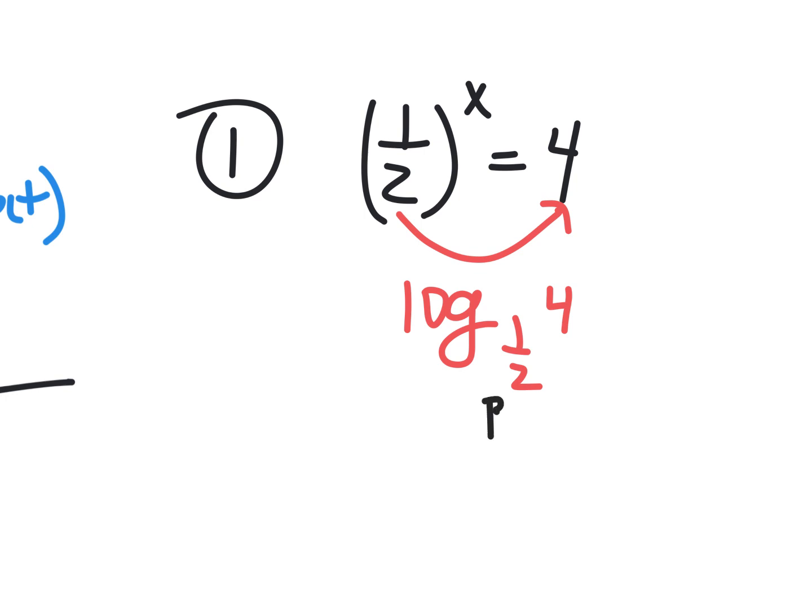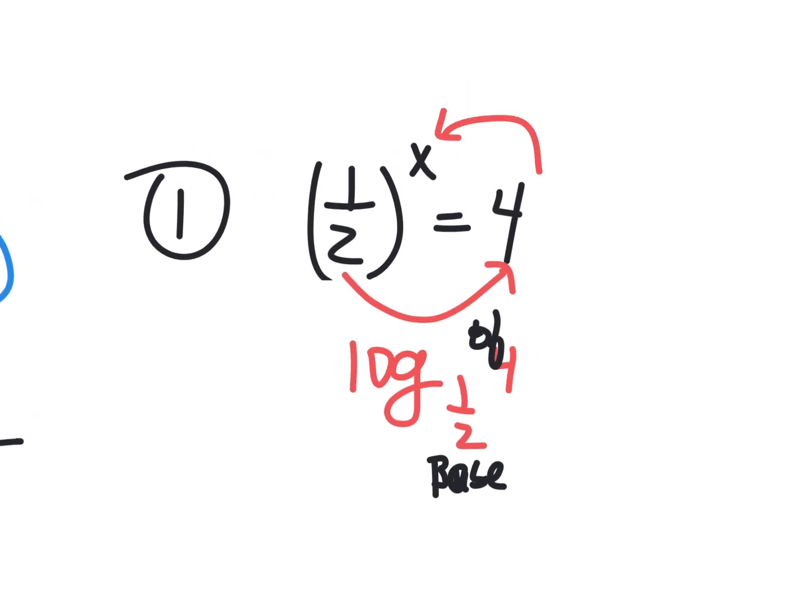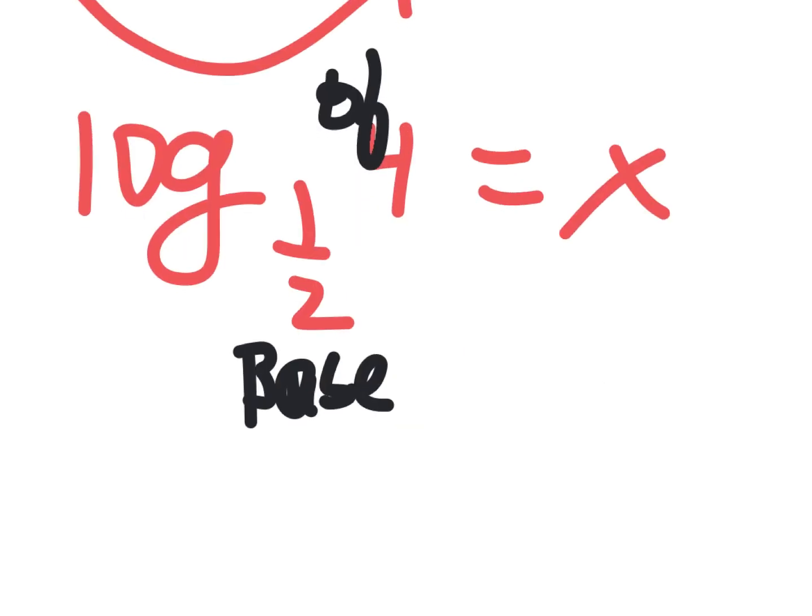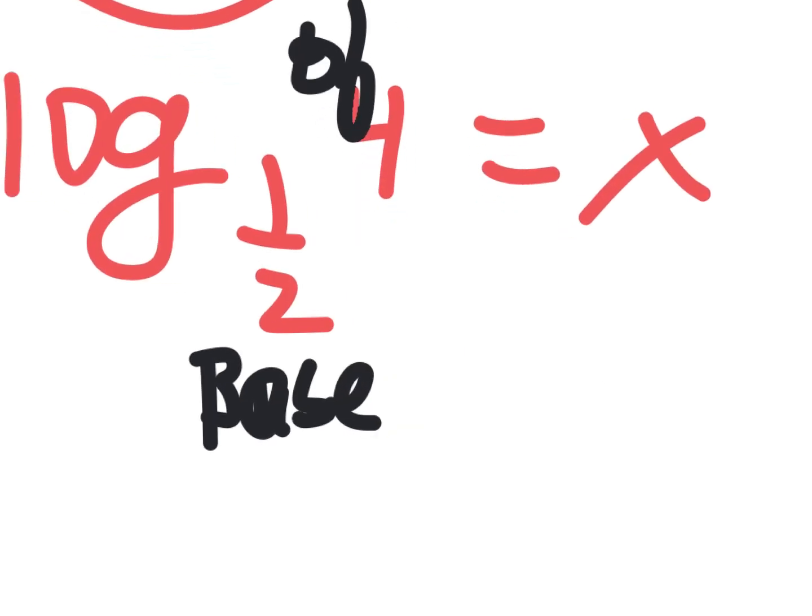Just in case you forgot the words, that's base, and this is of. So log base 1/2 of 4, finish it, equals x. And that is one of the choices. It's multiple choice, and you're done, because it only wanted you to rewrite. Could I expect you to actually simplify something like that? Yes. I'm going to clarify right here.